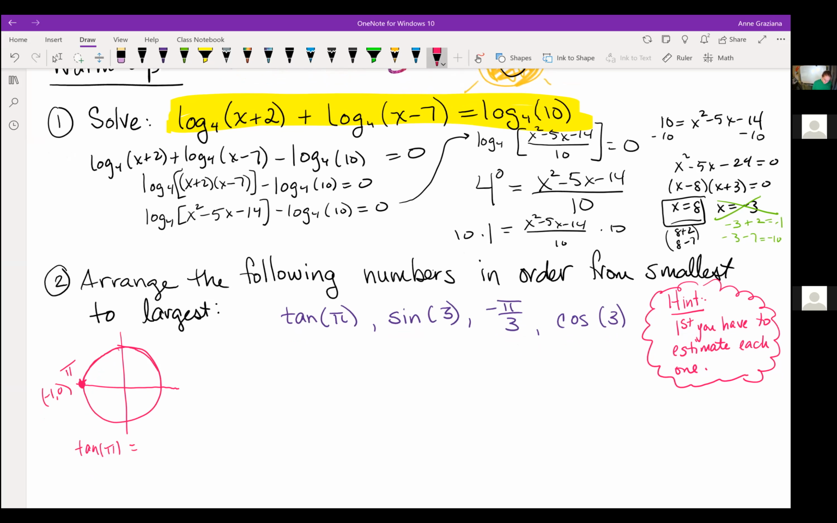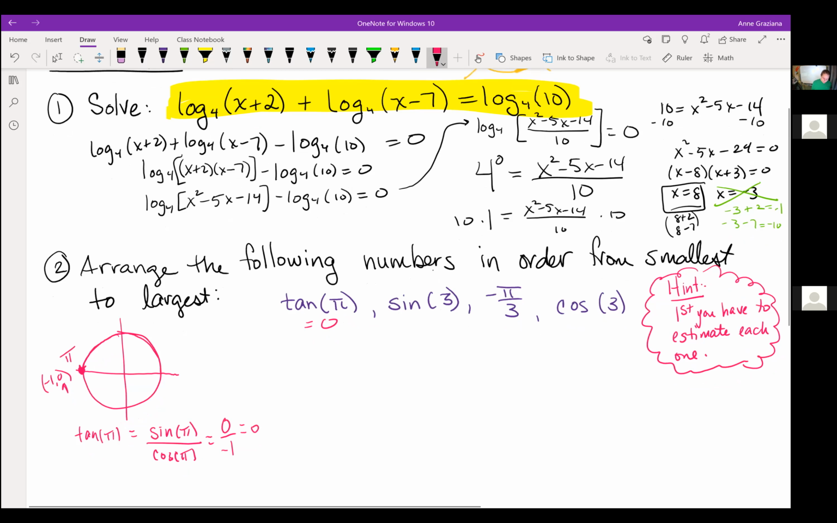So you should remember that tangent is sine of pi over cosine of pi. Sine is 0. That's the y coordinate. Remember, sine is the y coordinate of that point that you arrive at on your unit circle, and cosine is the x coordinate. So it's 0 over -1, which is just 0. So tangent of pi is equal to 0. Any questions?